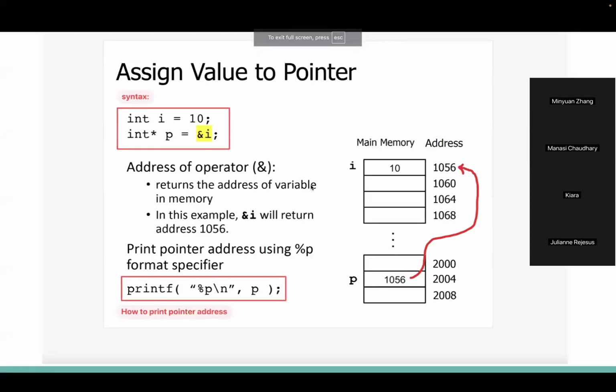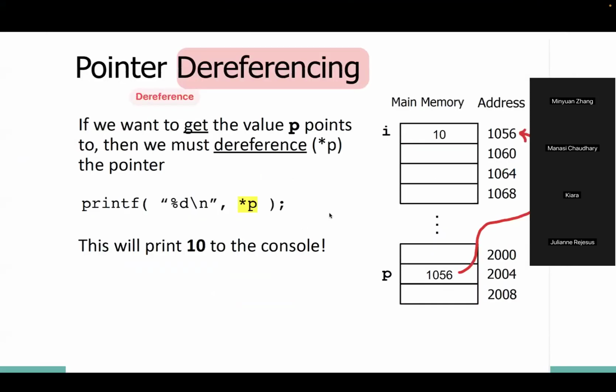The first thing we want to know about the pointers is how to use pointers, and there is a syntax, right? I don't know how to say this symbol. That's the way to use a pointer. And also, if you want to print out the address of that pointer, you're gonna use the P, not the dereference P.